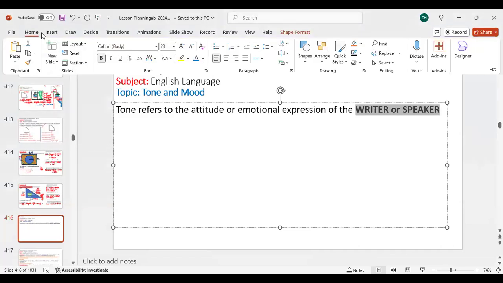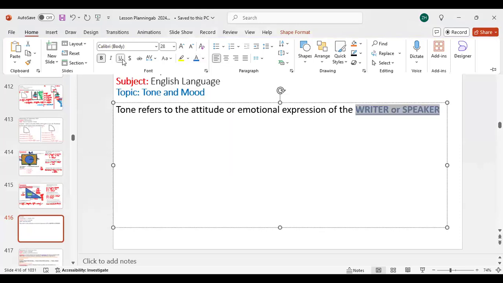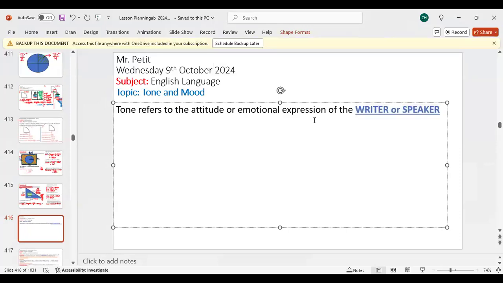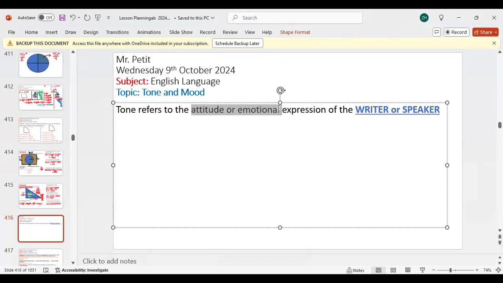Tone is that emotion that is expressed from the author's words, from the author's expression, from the author's... Excuse me, Mr. Petit, there's a T missing from writer. Writers, or speaker. It's only one T in writer. Only one? Okay. Yes, ma'am. Towards the subject matter.